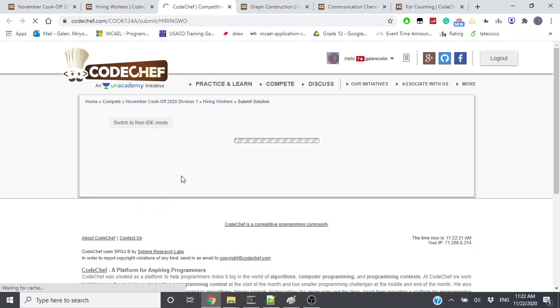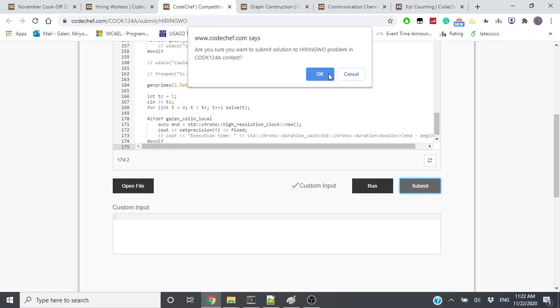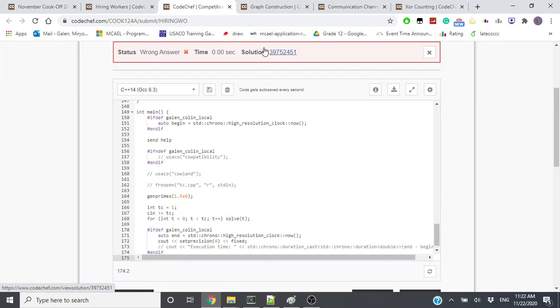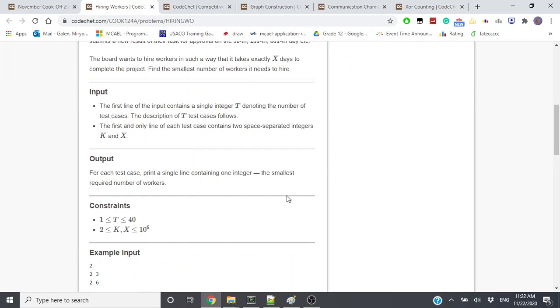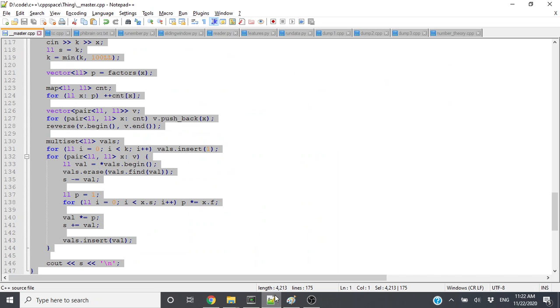Actually, not sure if this will work. If not, I'll switch it to bitmask DP or something, I guess. What the hell? Given integers n and k, construct a connected, undirected, unweighted graph with n nodes. Does get wrong answer. Okay. Guess I can do something like bitmask DP.